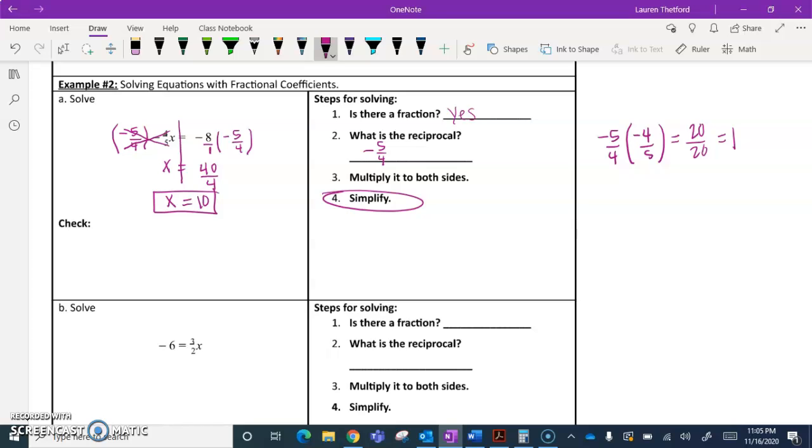Let's check. So if I plug in a 10 where my x was, I should get negative 8. So I'm going to put a 1 as my denominator. Negative 4 times negative 10 gives me negative 40. 5 times 1 gives me 5. Negative 40 divided by 5 gives me negative 8. So we know we got our answer correct, and x is 10 because x makes this statement true, in which whatever this is equals negative 8.